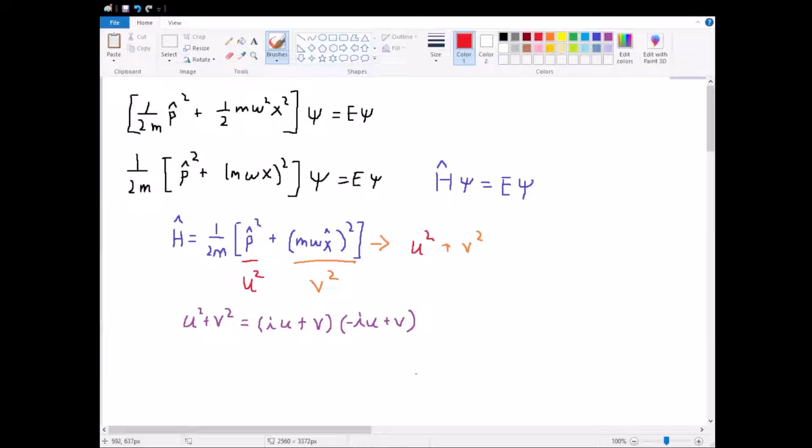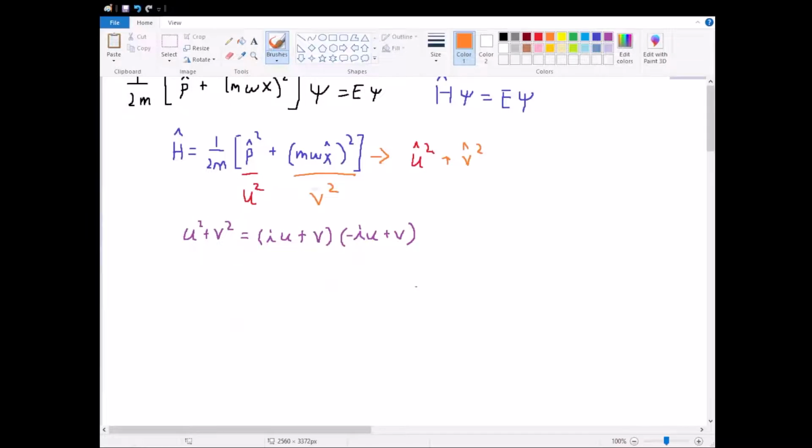So instead of u squared plus v squared, we actually have u hat squared plus v hat squared. The question that we're going to ask is whether this process of factoring u squared plus v squared into this complex term is possible if, instead of numbers u and v, we were dealing with operators. And the answer to this, as it turns out, is no. The reason why will become clear very shortly.